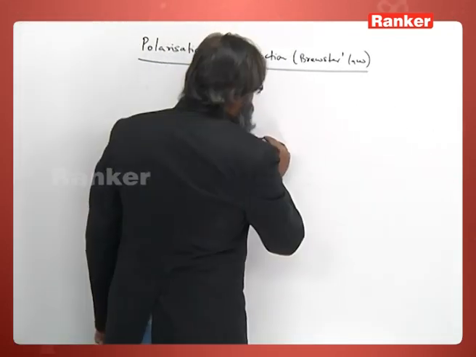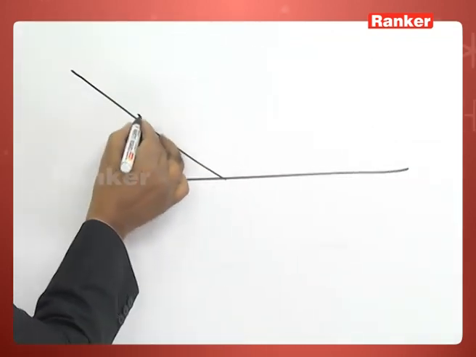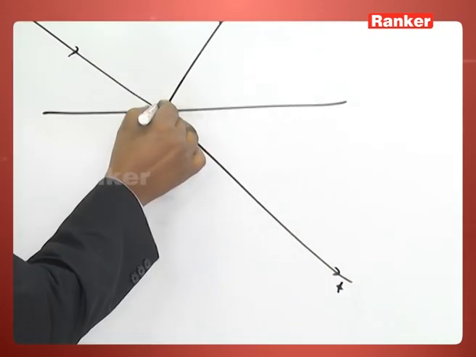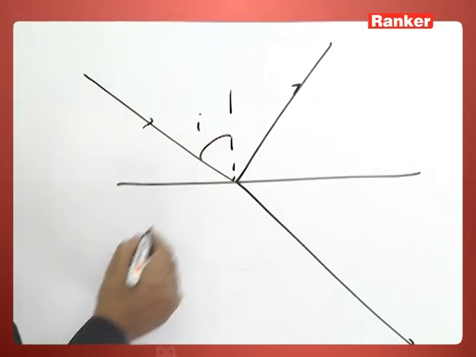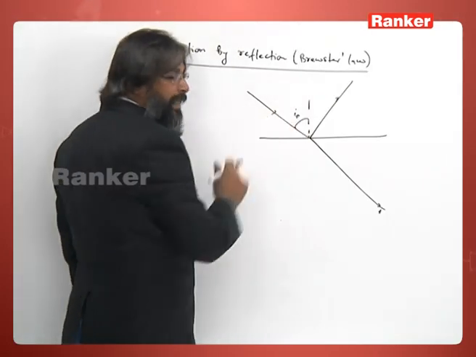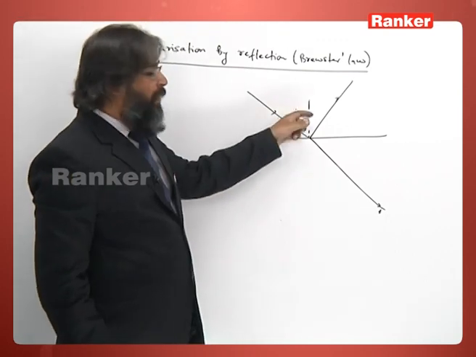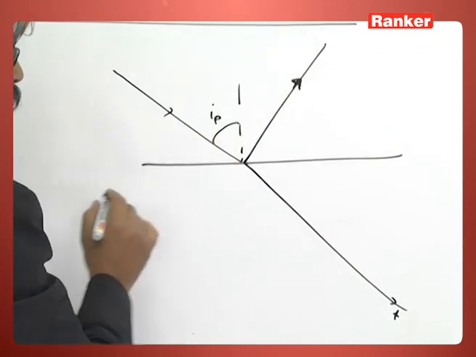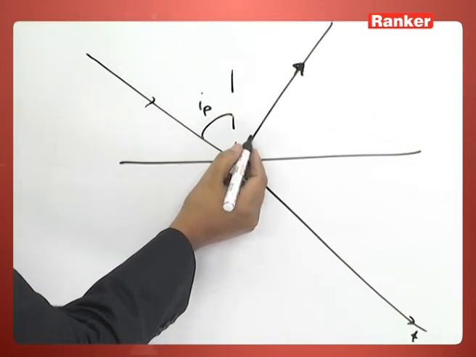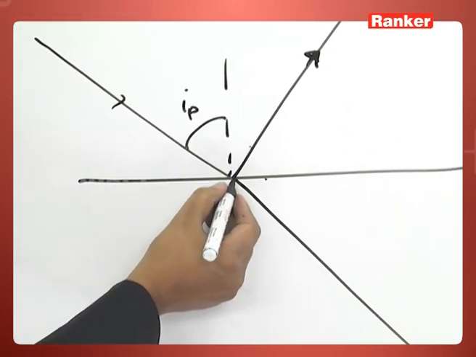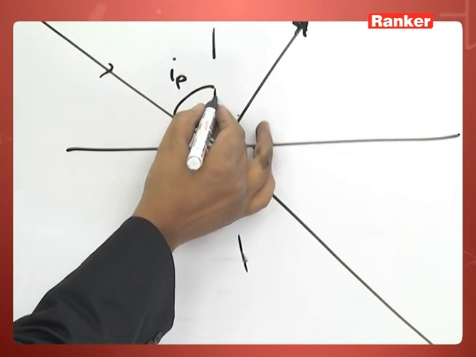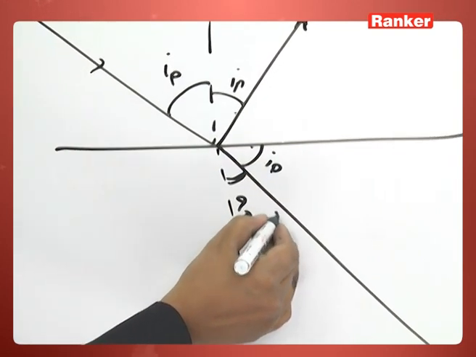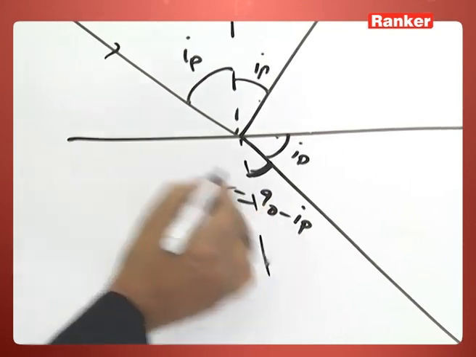And let us see. Now here the ray comes, it gets reflected, and this is my transmitted ray. This is called IP, that is the polarizing angle. So when the ray is incident at the polarizing angle, the reflected ray is plane polarized. This is IP, this is the reflected angle, again IP, and this is 90 minus IP, so the angle of refraction R will be 90 minus IP.